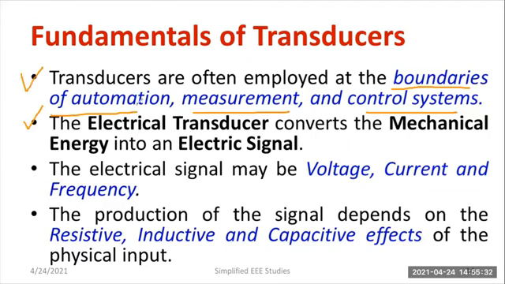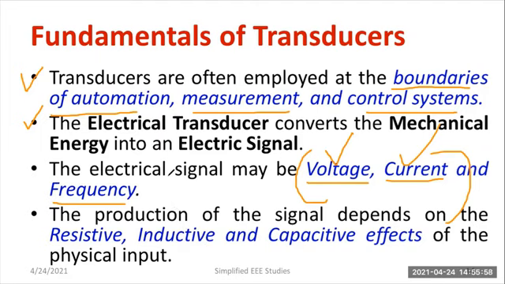Usually in the case of an electrical transducer, mechanical energy will be converted into an electrical signal. That is happening in the case of the transducer. The electrical signal may be in the form of voltage, current, or sometimes frequency. Usually voltage and current will be the electrical signal. That means the output of the transducer is normally voltage or current.